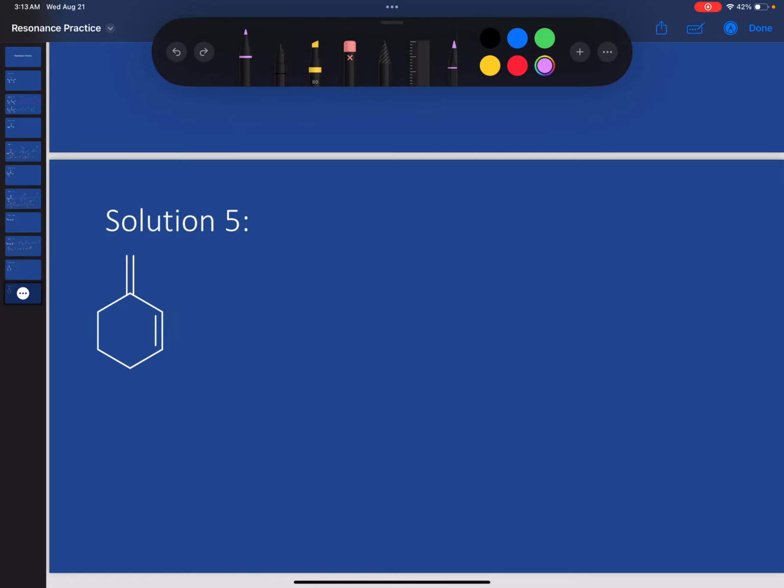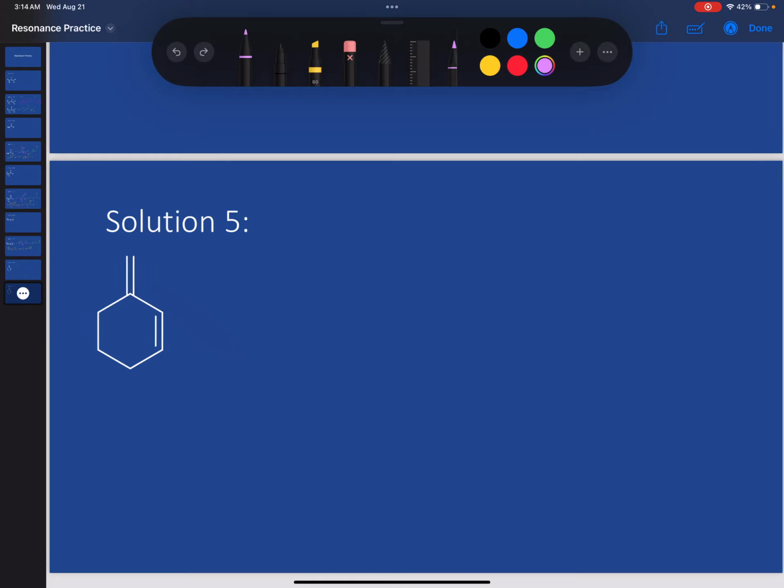All right, this was really interesting because we don't really have a hint with charges or anything like that. But I see double bonds, so I know that I can draw resonance structures. There are actually a lot of resonance structures I can draw here. It doesn't matter which direction you start with. Just for fun, I'm going to start with this pi bond that's up here.